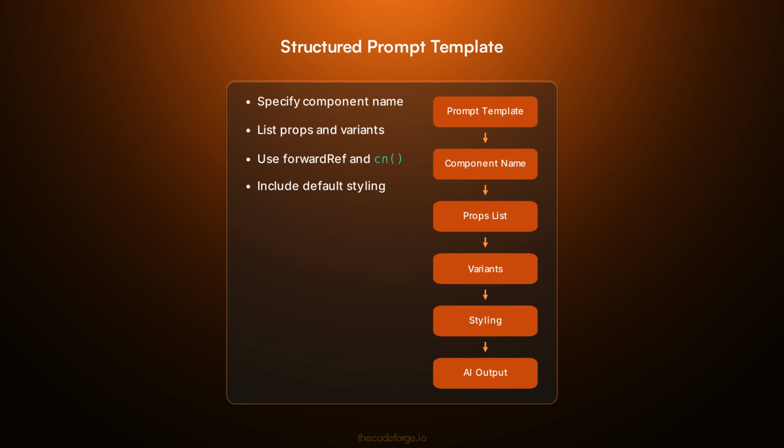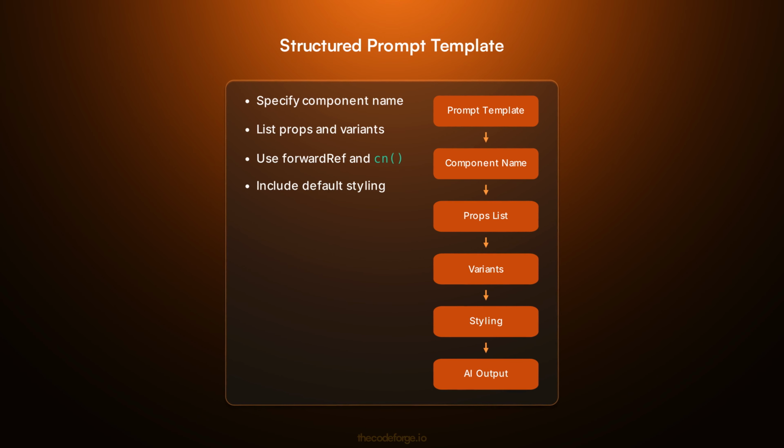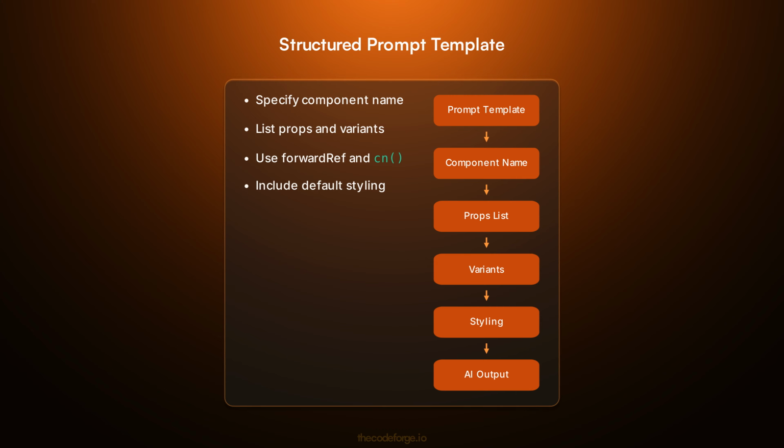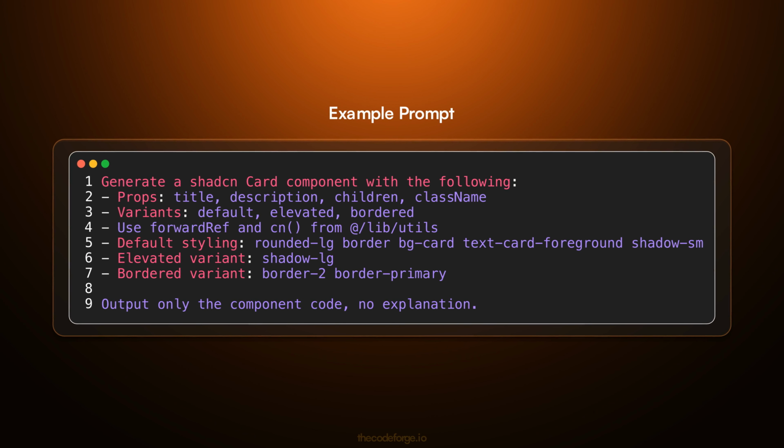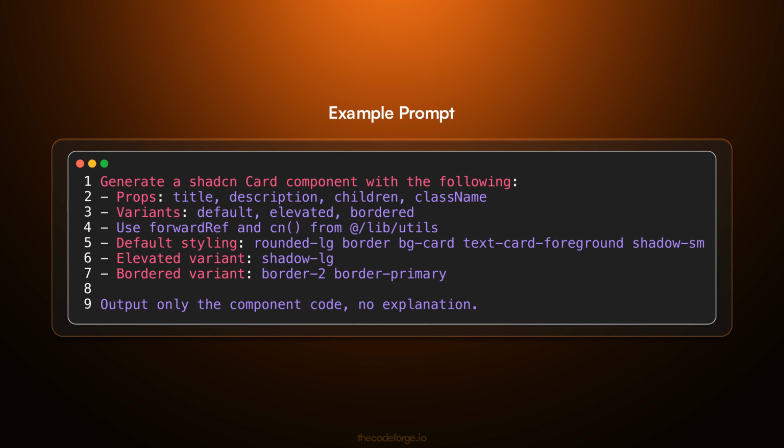The quality of AI-generated components depends entirely on your prompt. Use a structured template that includes the component name, props, variants, and default styling. Always instruct the AI to use forwardRef and the cn utility. Here's a concrete example. This prompt asks for a card component with 3 variants and specific styling. The AI will output a complete component that follows Shadcn conventions.